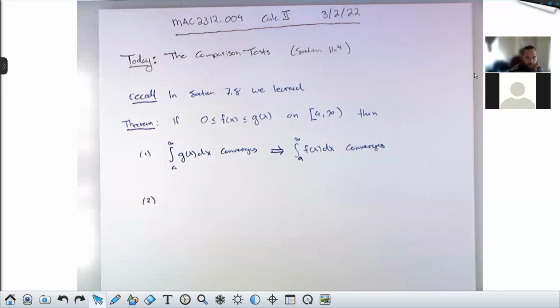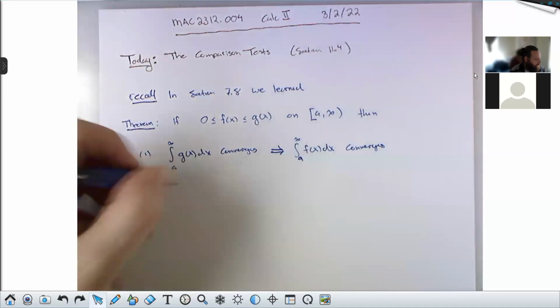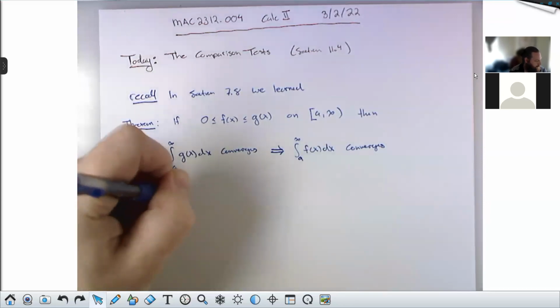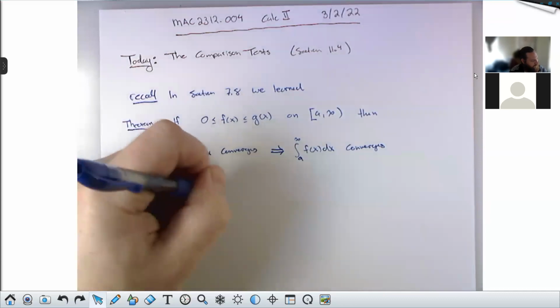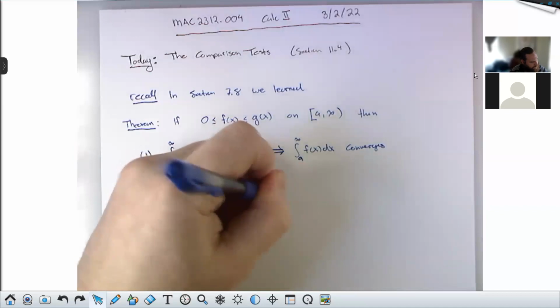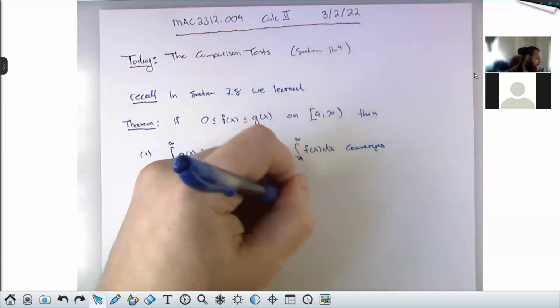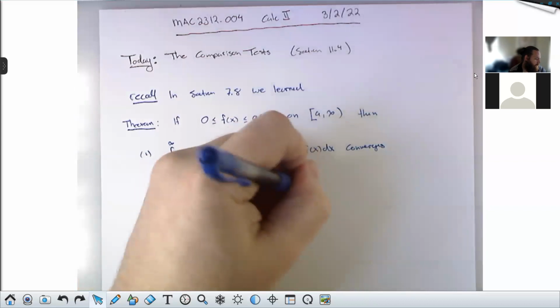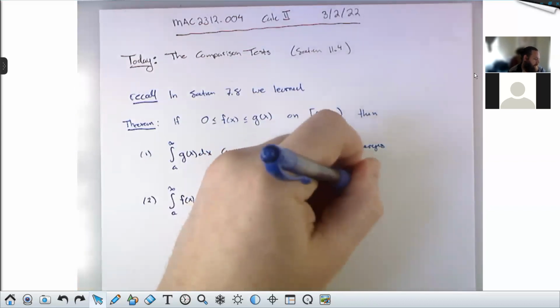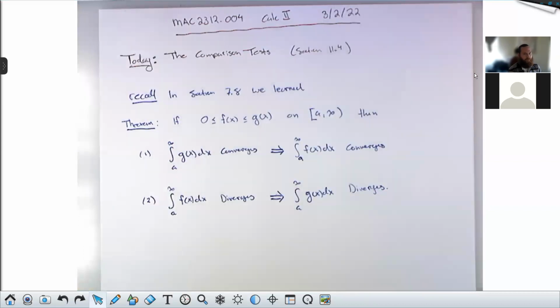The other side of this coin was that if the integral of the smaller function, the integral from a to infinity of f of x dx, diverges, that implies that the integral of the larger function, the integral from a to infinity of g of x dx, also diverges. So this was the comparison theorem for improper integrals that we learned back in section 7.8.